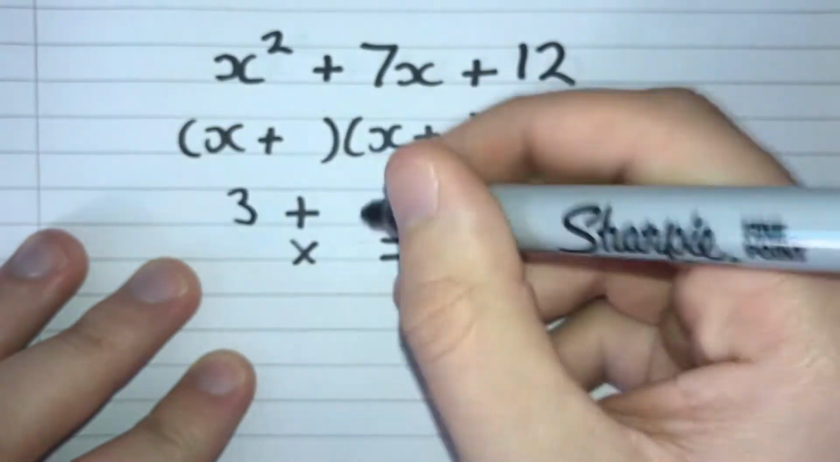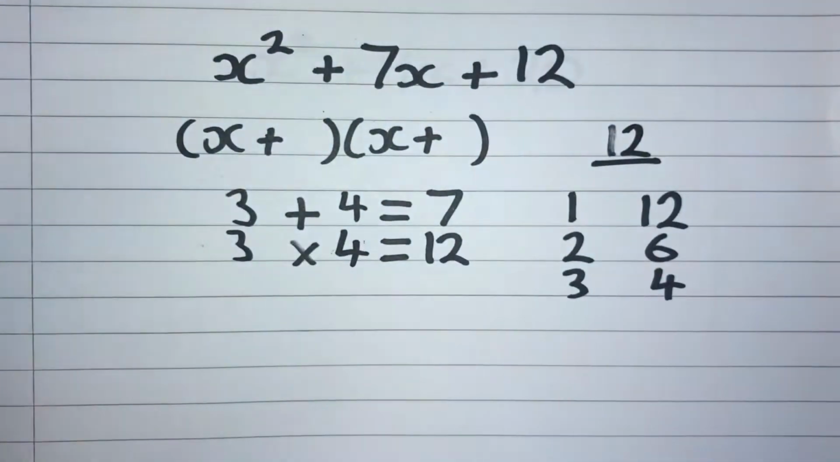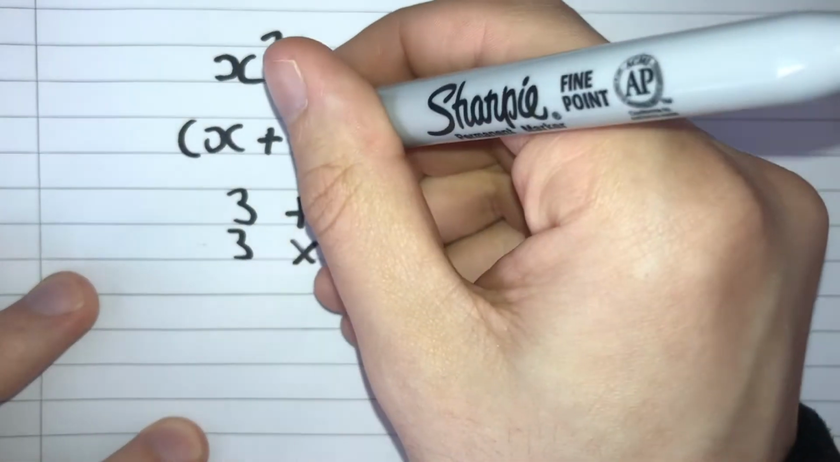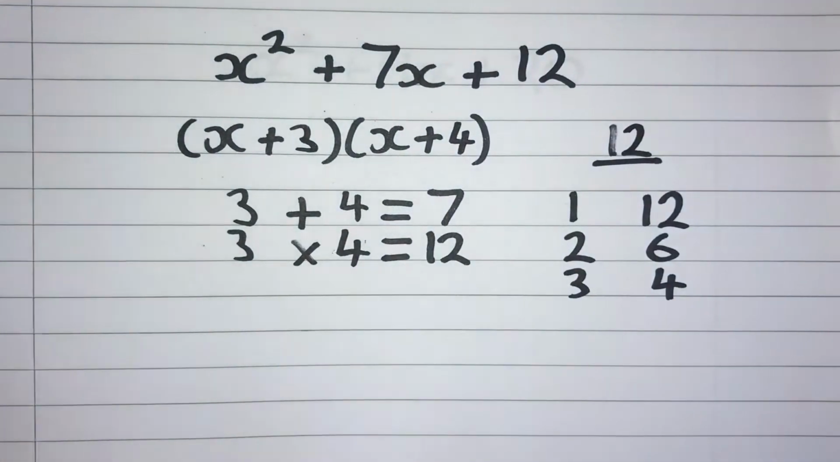So 3 add 4 gives us 7. 3 multiplied by 4 gives us 12. So we know that inside our brackets, we're going to have an x plus 3 and an x plus 4. And that there is going to be the answer to our question.